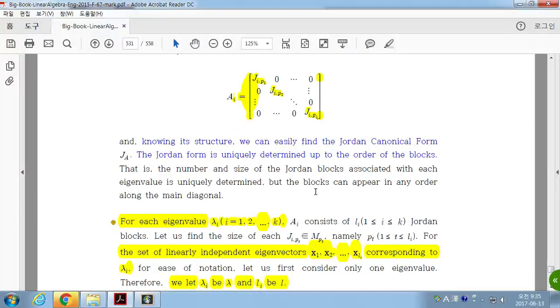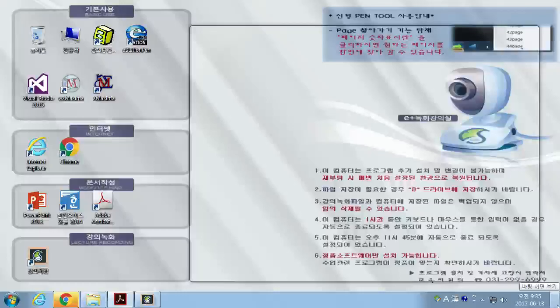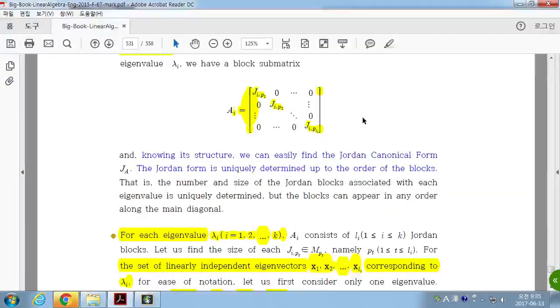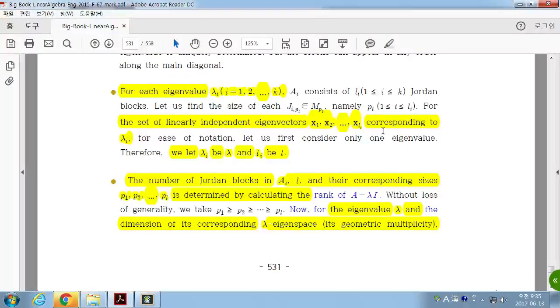Okay. So our goal is to figure out the size of the Jordan blocks for each lambda i, and the number of Jordan blocks for each lambda i. If we figure out all of these for each lambda i, then we have all the Jordan blocks that we need to find the Jordan canonical form of A. Okay? So that's the idea.